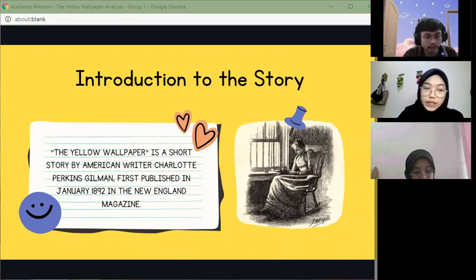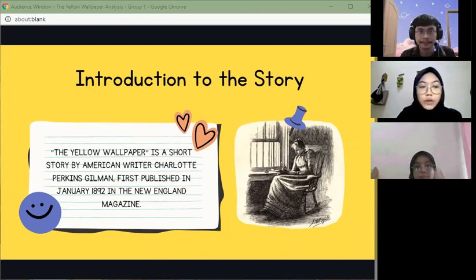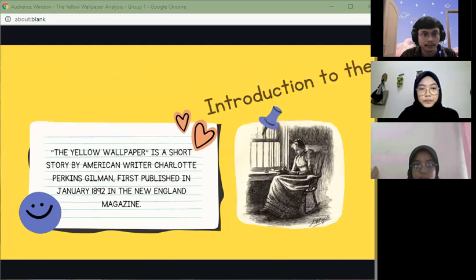Because the treatment, the isolation, and the total rest nearly drove her to insanity, she fled Mitchell and her husband. And this story was written after she had been treated by Weir Mitchell for her nervous breakdown. So, without any further ado, let's discuss more about the analysis of the short story, which is The Yellow Wallpaper.